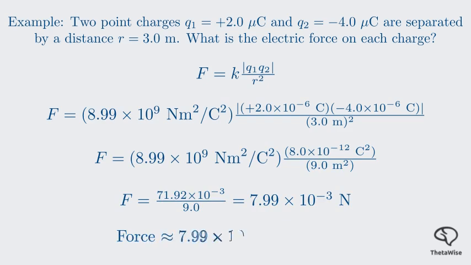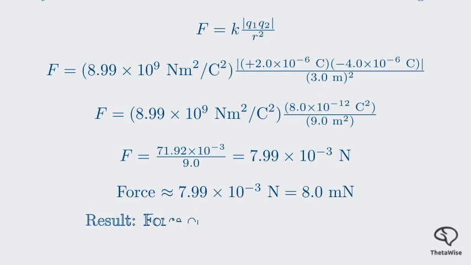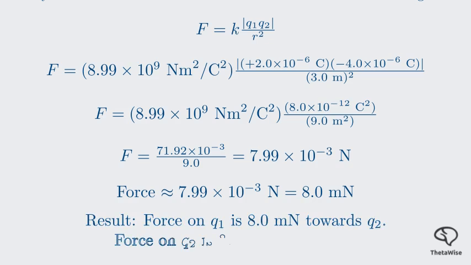Because of Newton's third law, the force on Q1 due to Q2 is exactly the same magnitude as the force on Q2 due to Q1. They just point in opposite directions. Therefore, the electric force on charge Q1 is 8 millinewtons towards Q2, and the electric force on Q2 is 8 millinewtons towards Q1.